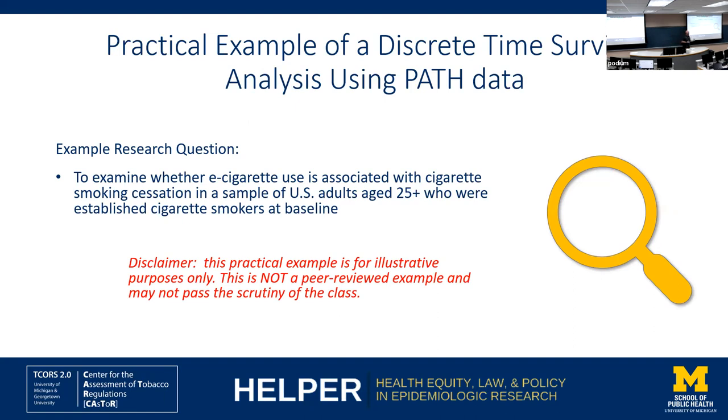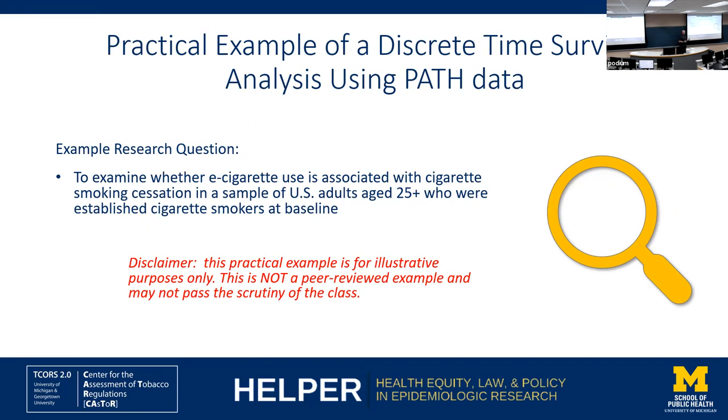So the example that I'm gonna do, and then I'll change over to Stata so I can show you actually the process in Stata. The example research question is looking at whether e-cigarette use is associated with smoking cessation in a sample of adults age 25 plus who are established cigarette smokers at baseline. So I'm only looking at established cigarette smokers at baseline.